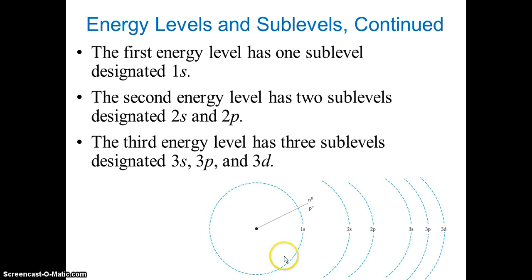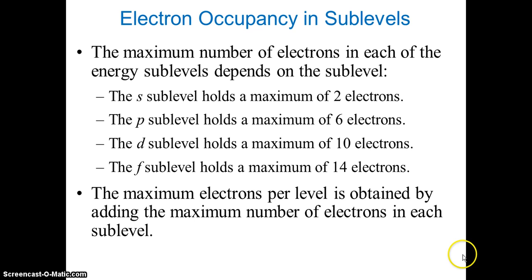So you can see the first energy level has a 1s sublevel. The second energy level has 2s and 2p sublevels. And the third energy level has 3s, 3p and 3d sublevels. So you can find electrons in those sublevels. Now we'll talk about how many electrons each contains.